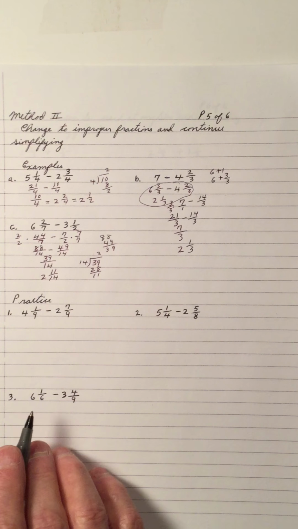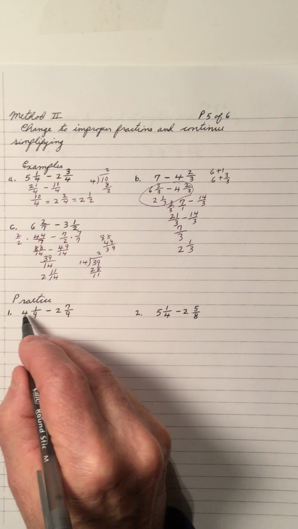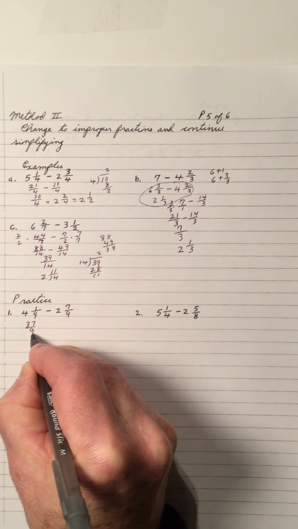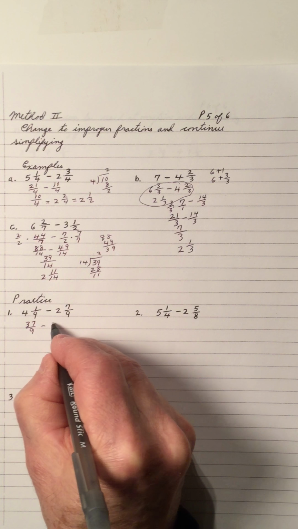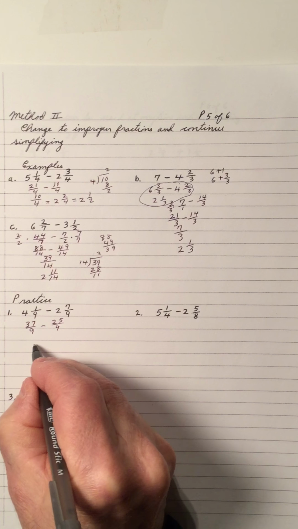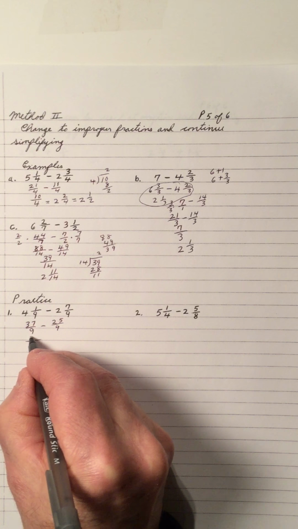Let's practice these. Pause, play it back. Here we go. Can't subtract them, so we're going to change them to 37 over 9. 18 plus 7 is 25 over 9. We have the same denominator of 9, so 37 subtract 25 is 12.